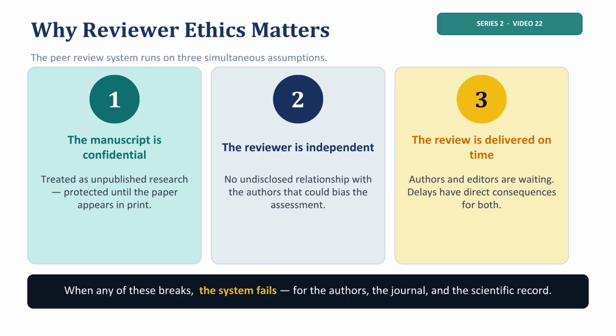The peer review system depends on three assumptions being true simultaneously. The manuscript is treated as confidential. The reviewer is genuinely independent from the authors. The review is delivered when promised. When any of these assumptions breaks down, the system fails, not just for the individual journal, but for the scientific record. Reviewers who violate confidentiality, conceal conflicts, or fail to respond cause direct harm to the authors waiting for a decision and to the field that relies on timely, trustworthy publication.